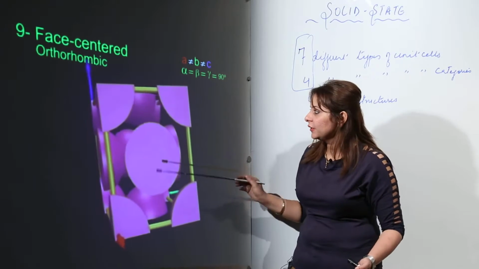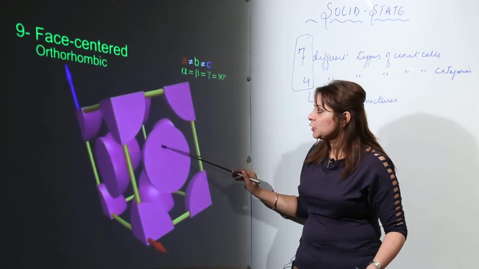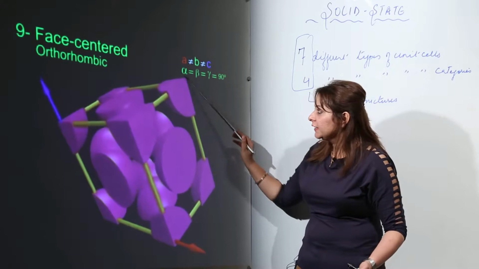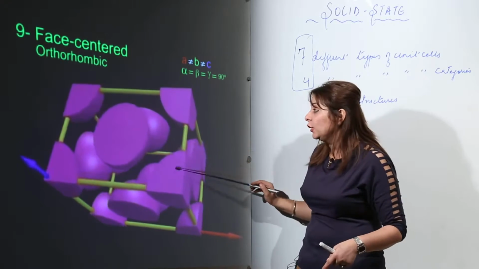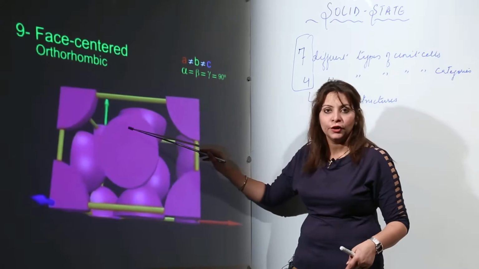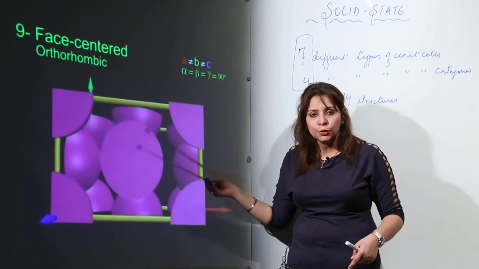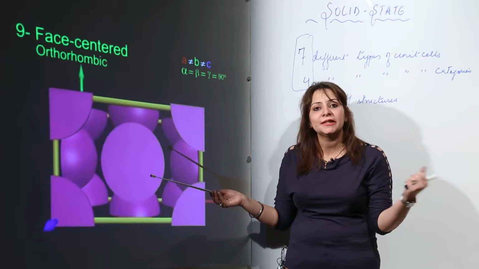So this is the face center. You know that there are particles at the corners and on each face, and the contribution of the corner particle is only 1/8. But when we talk about the particle on each face, it is exactly half, because it is contributing to this unit cell and also to the unit cell which is present adjacent to it.